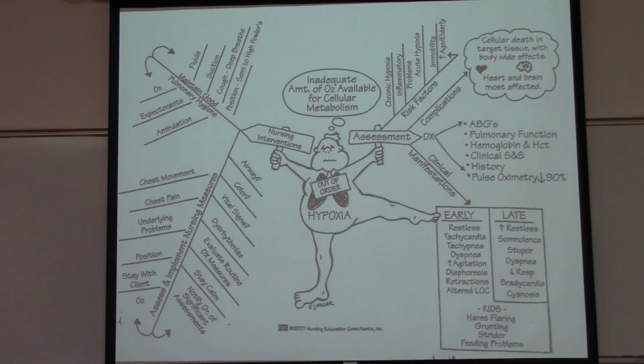Complications: cell death, with the heart and brain most affected. Diagnostics include blood gases and pulmonary functions, if you're looking at whether this is a lung problem. Hemoglobin and hematocrit are where we're at when we consider anemia. The clinical signs and symptoms, history, pulse ox is low. You have clinical manifestations that are early and late, and we will look at those a little bit more.